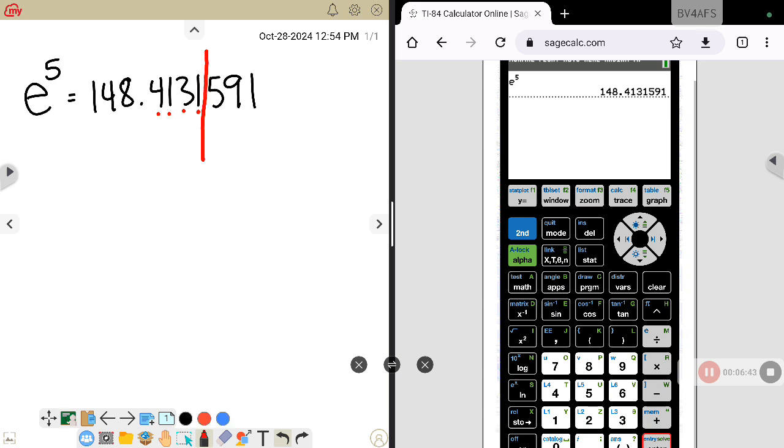If you are asked to round this to 4 decimal places, you will count 4 places after the decimal and then look at the very next number. If it is 5 or greater, which it is in this case, you are going to round that 1 up to a 2. So you will have 148.4132.